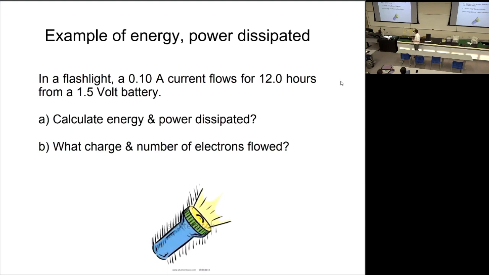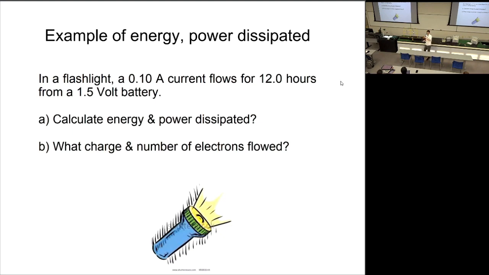But anyway, in this flashlight, we're told that 0.1 amps flows for 12 hours. Even in the problem, I've left the flashlight on. I've left it on with a 0.1 amp current flowing, and I left it on for 12 hours. And we're told that that current is flowing from a 1.5 volt battery.